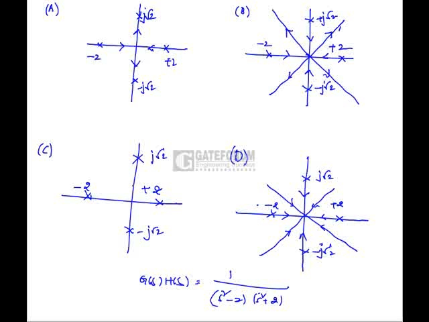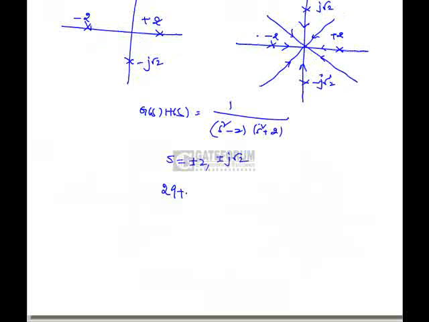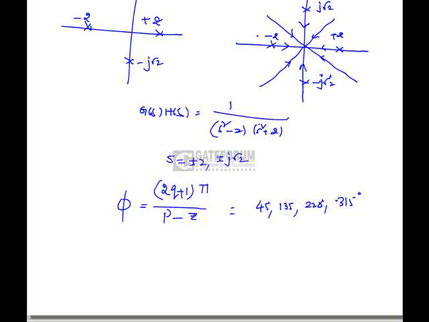Here, there are 4 asymptotic angles. If we calculate the asymptotic angles, (2q plus 1) into pi by the number of poles minus the number of zeros, we will get 45, 135, 225 and 315 degrees.